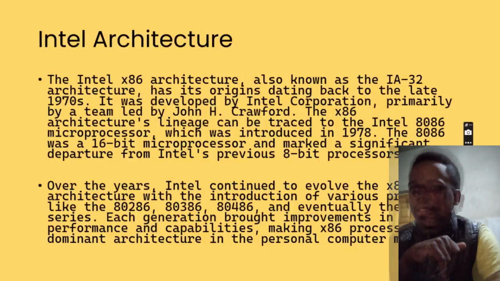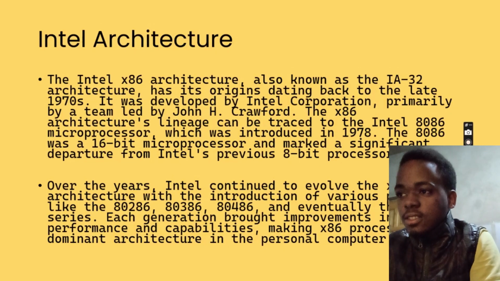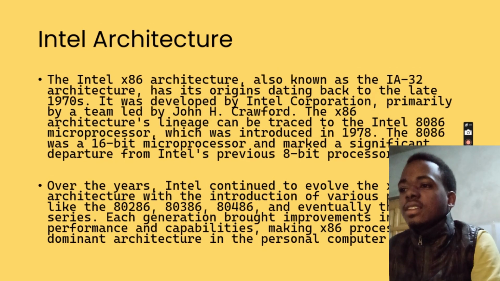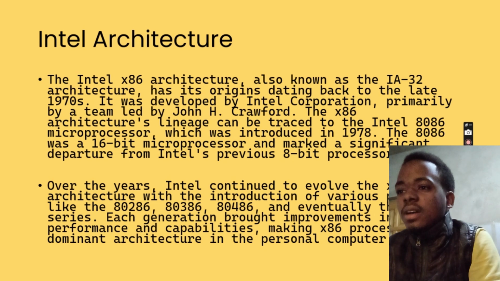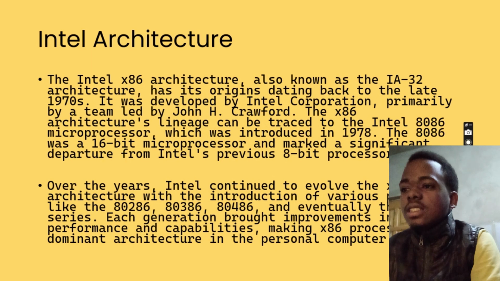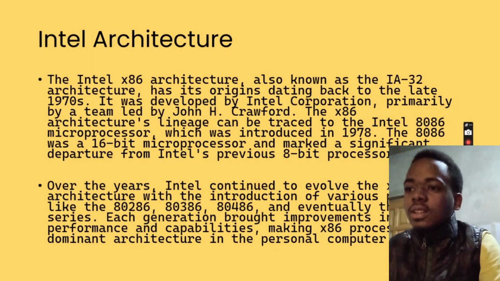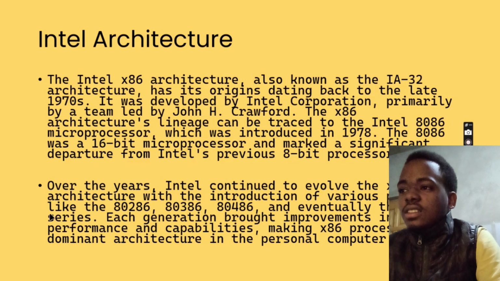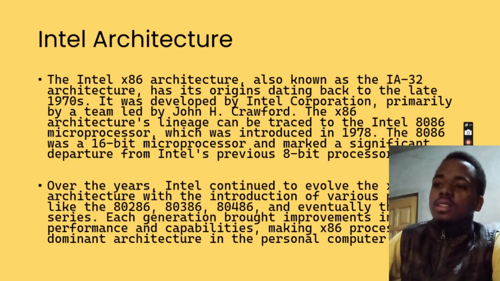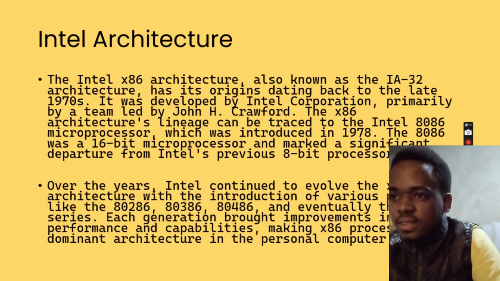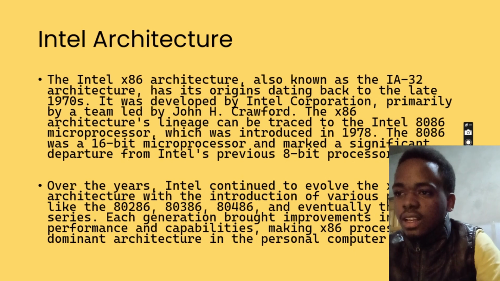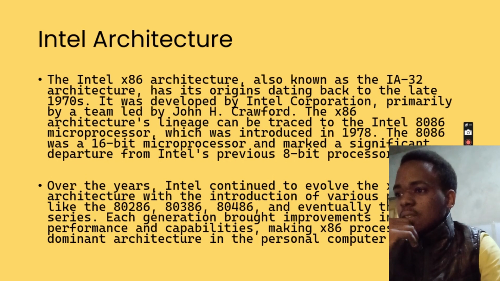The Intel x86 architecture. So this architecture is also known as the IA32 architecture, and it has its origin dating back to the late 1970s. It was developed by Intel Corporation, primarily by a team led by John H. Crawford. The x86 architecture's lineage was traced back to the Intel 8086 microprocessor, which was introduced in 1978. The 8086 was a 16-bit microprocessor and marked a significant departure from Intel's previous 8-bit processors.